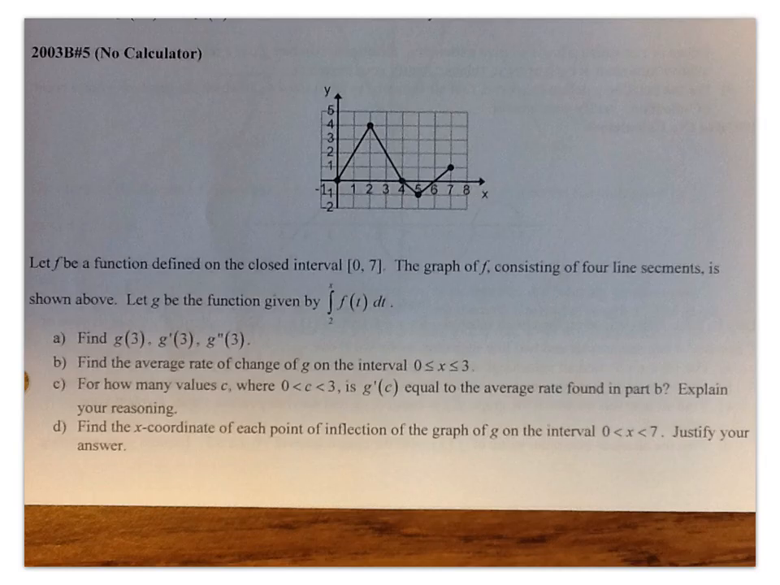Okay. Now we're going to go on to 2003 test B, number 5, no calculator. Every year there's 2 tests, an A test and a B test. This came off the B test. You will have a mixture of A tests and B tests when you take the AP exam in the room, more than likely. Okay, so this problem says let f be a function defined on a closed interval from 0 to 7. The graph of f, consisting of 4 line segments, is shown above. Let g be the function given by the integral from 2 to x of f of t dt. A, find g of 3, g prime of 3, and g double prime of 3.